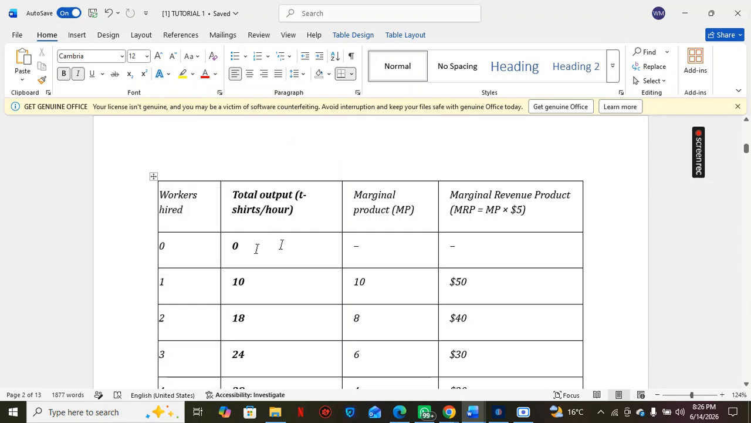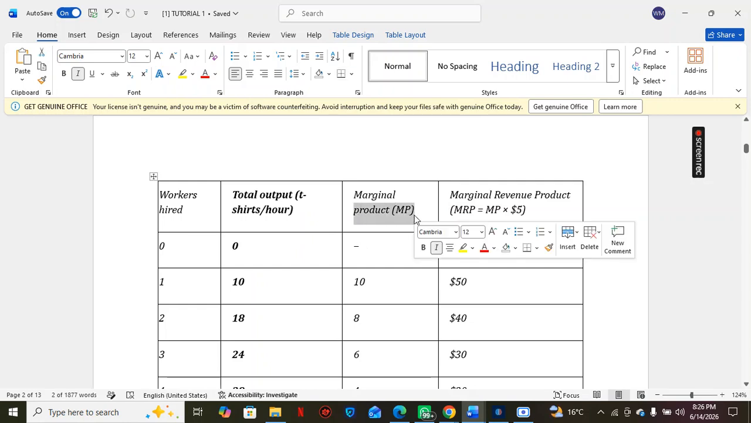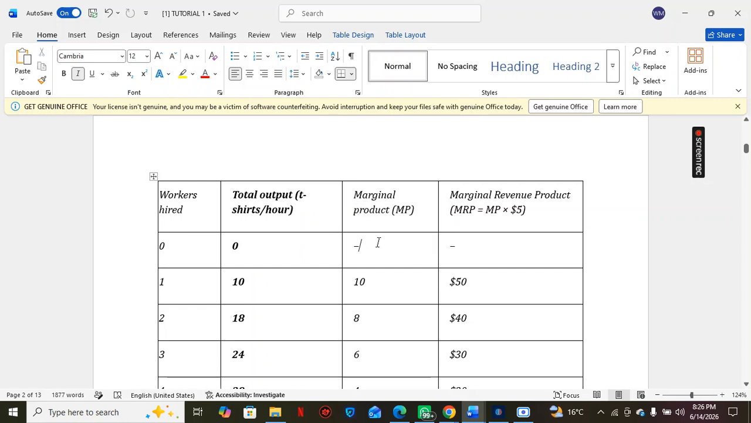Okay, first, when you hire no workers, you're not making any output. The marginal product, this is the additional output each worker brings. There's no additional product since you're at zero. And the marginal revenue product, which is the additional revenue that each worker brings, is also nothing. And let's say each t-shirt is selling for $5.